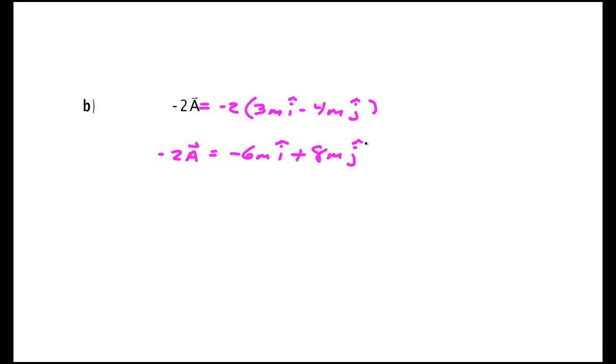Now we're going to multiply by a minus 2. So minus 2, and if I remember right, I had 3 meters i hat minus 4 meters j hat. So minus 2A is minus 2 times 3, minus 6 meters i hat. Minus 2 times minus 4 is plus 8 meters j hat.